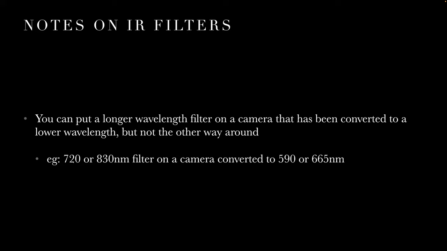In other words, you can put a 720 or even an 830 filter on a camera that's converted to 590 or 665. No problem. You'll end up with a 720 or 830 look because it'll only allow those higher wavelengths to pass through. But if I put a 590 filter on a 720 camera, it won't work because my sensor is going to block anything below 720. So you can use front filters in combination with converted cameras.